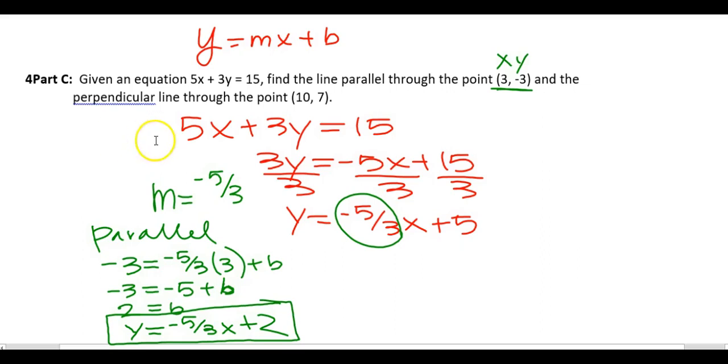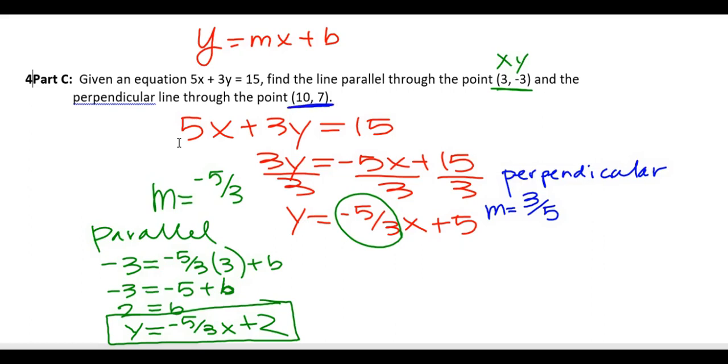Now over here, we're going to solve for the other line that's perpendicular. Okay, so we know that the perpendicular slope is the negative reciprocal of the given slope. So we've got to flip this, turn it into 3/5. And we're going to change the sign. It was negative, so now it becomes positive. So that's what we're going to use.